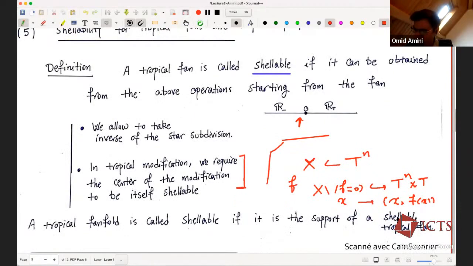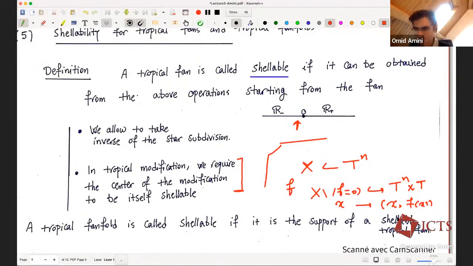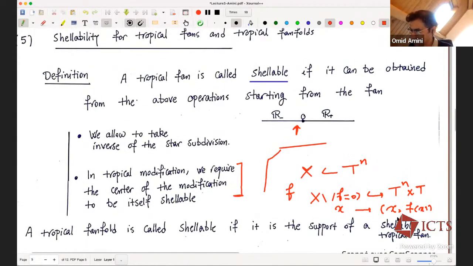So you said this is the analog of shellability in the tropical case. I mean, the analog of the polyhedral case. So is there an ordering in the polyhedral case? There is an ordering of the highest dimensional faces, such that in that ordering, the intersection of a certain face with the union of the rest which occur before is a union of maximal subfaces. So the shellability is relative to this tropical modification, which is the only operation which changes the support.